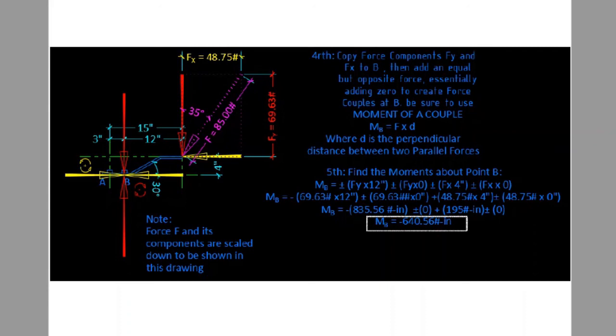Fifth, we find the moments about point B by quickly plugging in the numbers. We find that the moments about point B are equal to negative 640.56 pounds per inch.